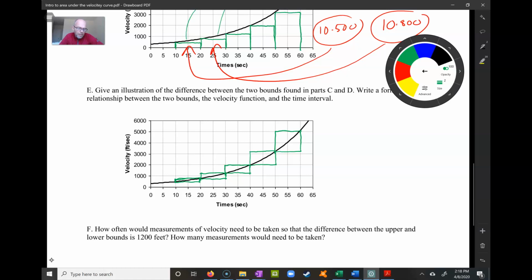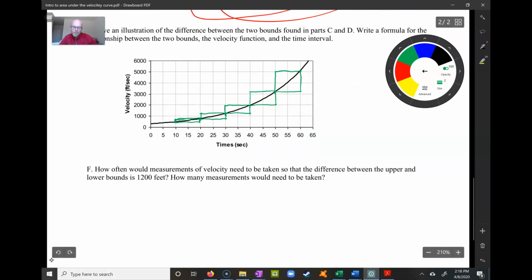Okay, so then this part F says how often would measurements of velocity need to be taken so that the difference between the upper and lower bounds is 1,200 feet. So you can see I'm not so worried about you doing this. This will take a little bit of time, but basically what you're going to try to do is get this total area less than 1,200 feet by making your intervals smaller. So what happens when you make intervals smaller? What will happen to the areas?